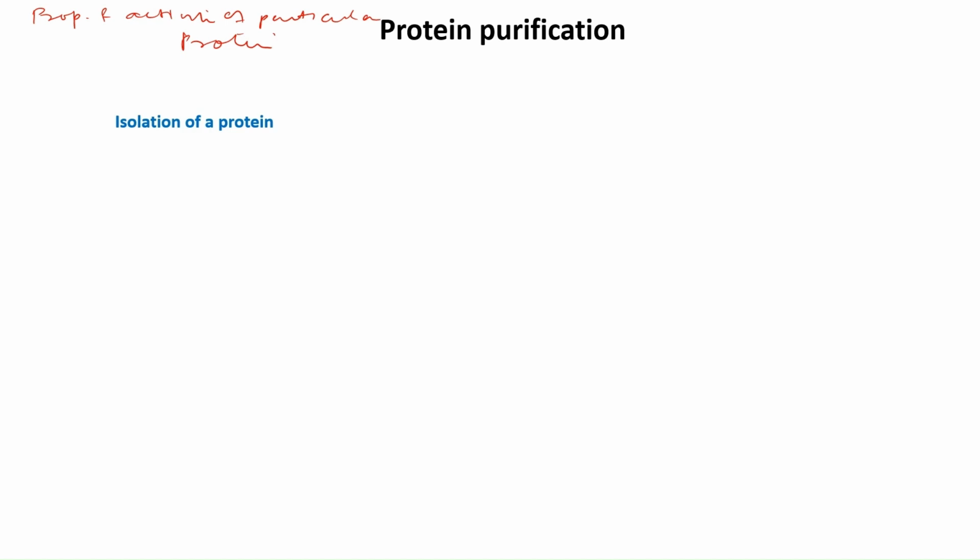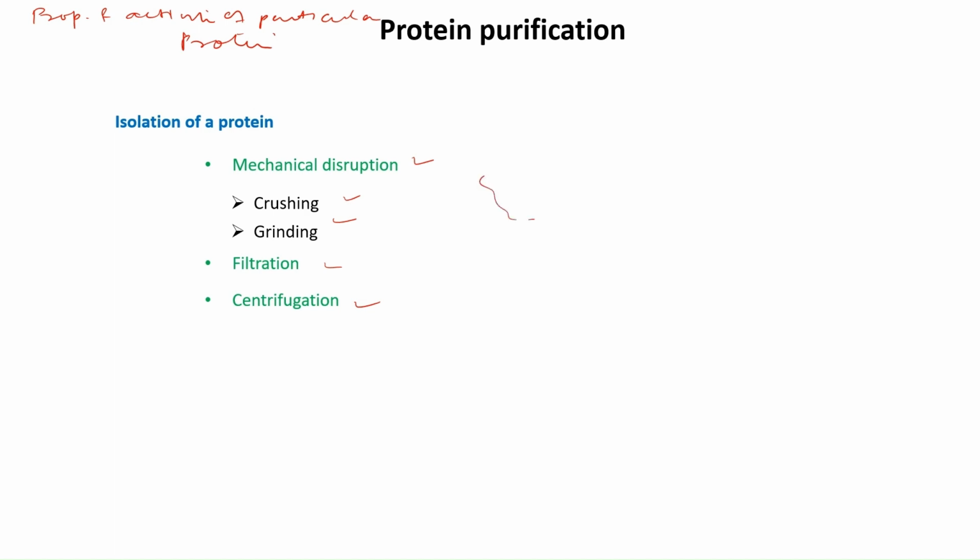Because the protein is present in a biological cell, we need to disrupt the cell so that the solution of proteins from the cell's interior comes out for us to purify it for its study. So we can go with mechanical disruption by crushing and grinding, followed by filtration and centrifugation to separate the unwanted cellular parts. We mechanically disrupt the cell so that it breaks open and the protein present inside the cell comes out.